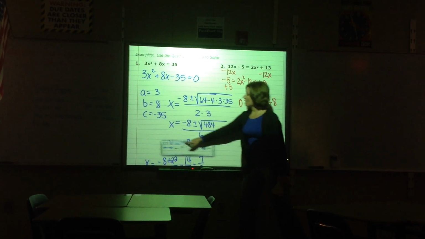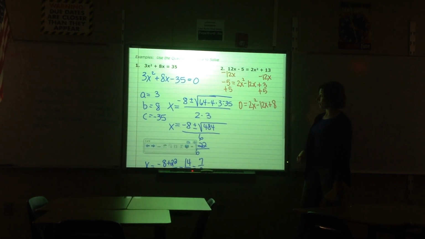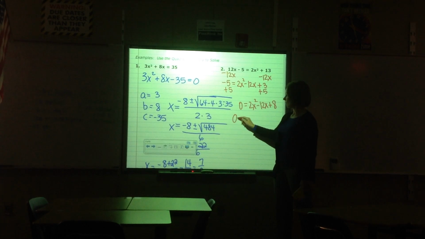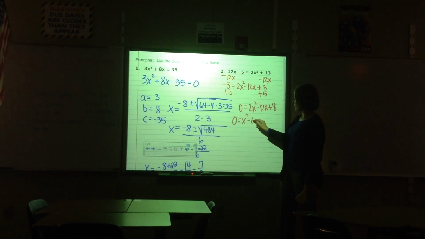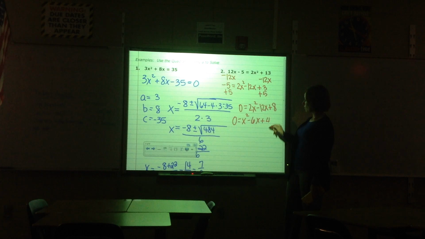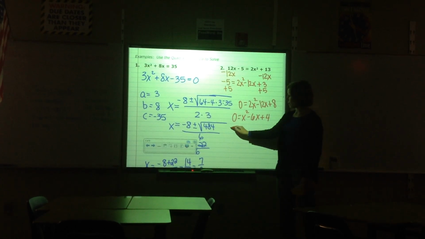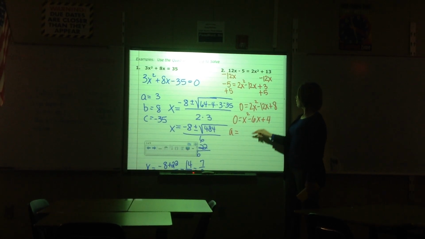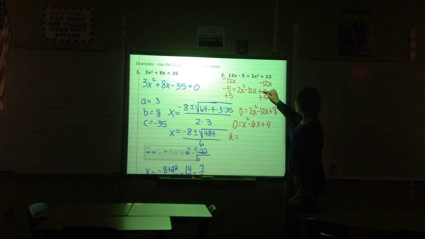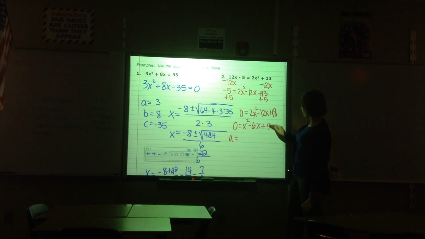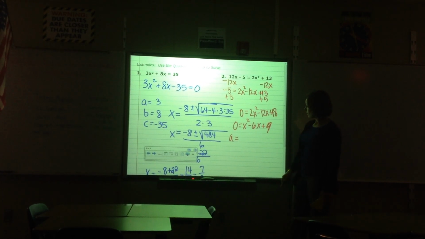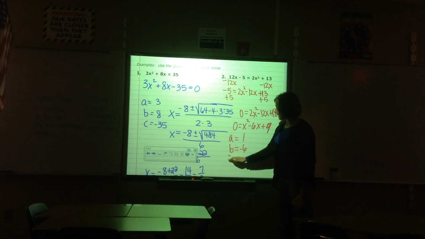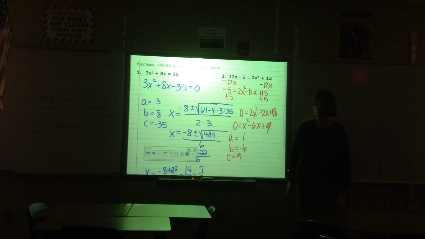One thing that I could do right here that'll make things easier on us is I could divide everything by 2. So I'm left with x squared minus 6x plus 4. Now, in my quadratic formula, oh, that's 13. Sorry, this is 18. So divide by 2, we've got 9. Okay, in my quadratic formula, a is 1, b is -6, and c is 9.